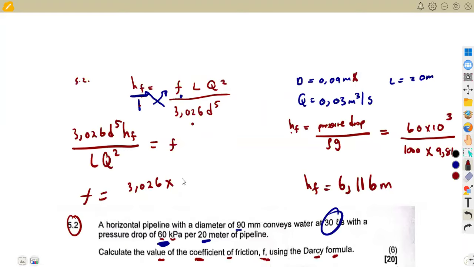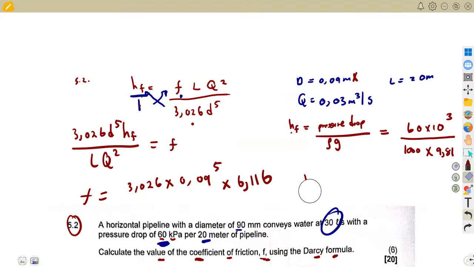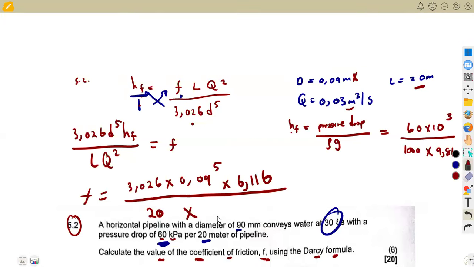That's why we have to change these units. 0.09 squared, that is to the exponent of 5, times HF, our pressure head, which was 6.116. All right, so we have used this, it's fine. So this is everything over the length of the pipe, which is 20 meters, and the discharge, which is 0.03 to the exponent of 2. This must be cubic meters per second.